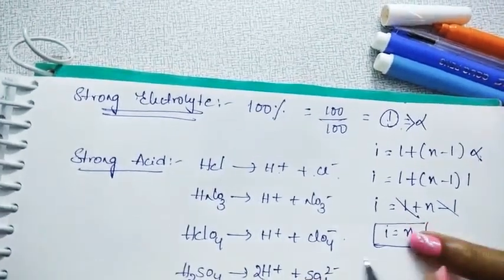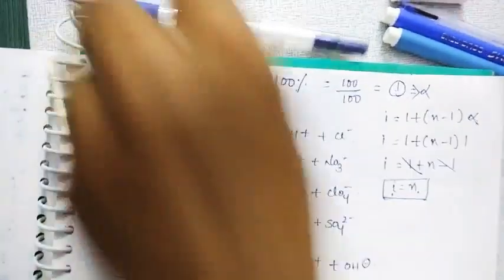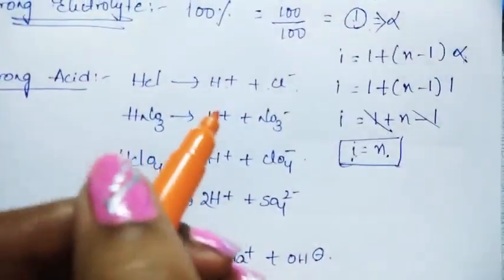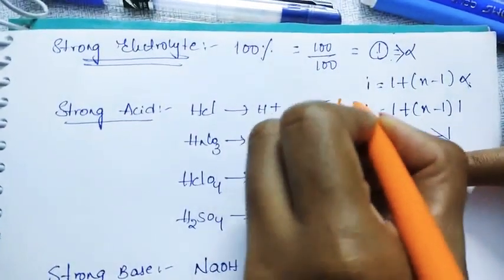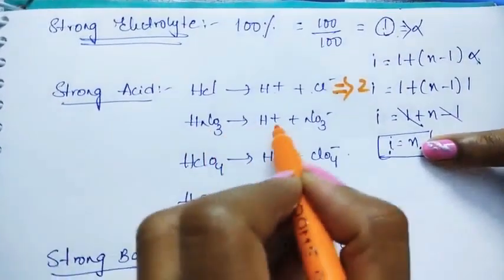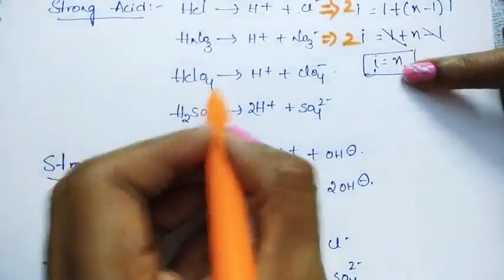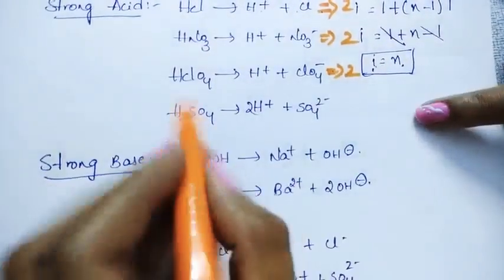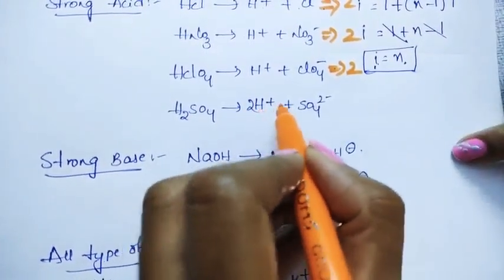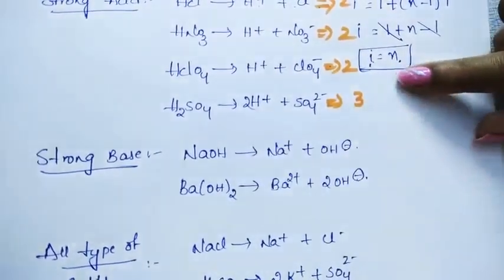This means in the case of strong electrolytes, the number of ions is equal to the Van't Hoff factor i. See here, HCl is dissociated into H+ and Cl-. What is the n value? 2. So i value is also 2. HNO3 gives H+ and NO3-, 2 ions. So i value is also 2. HClO4 gives H+ and ClO4-, i value is 2. And H2SO4 is dissociated into 2H+ and SO4 2- ions. Total number of ions is 3, so Van't Hoff factor is also 3.